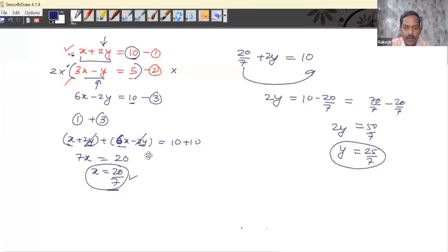But the thing is that you can see that by this, we are saving a lot of time. And at the same time, more complicated questions can be solved by this method in the easiest way, right? So I hope you have understood both the methods. The first was the substitution method. This method is known as the method of elimination, right? This method is known as the elimination method.